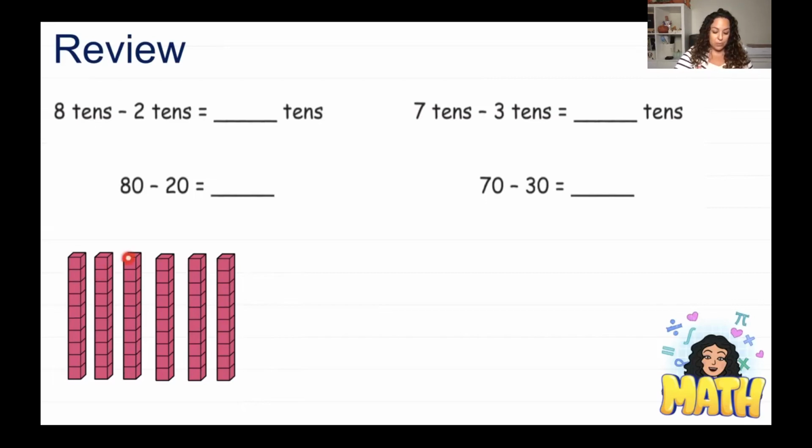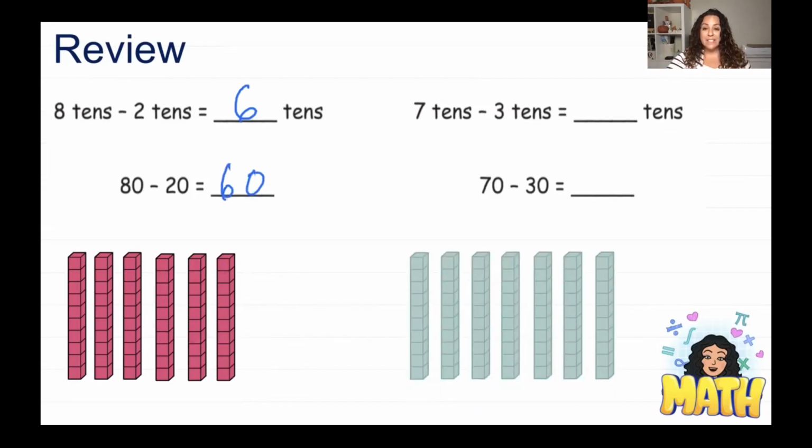1, 2, 3, 4, 5, 6. I have 6 units of 10 left. Now that means that 80 take away 20 equals 60. Okay, let's look at the next one.